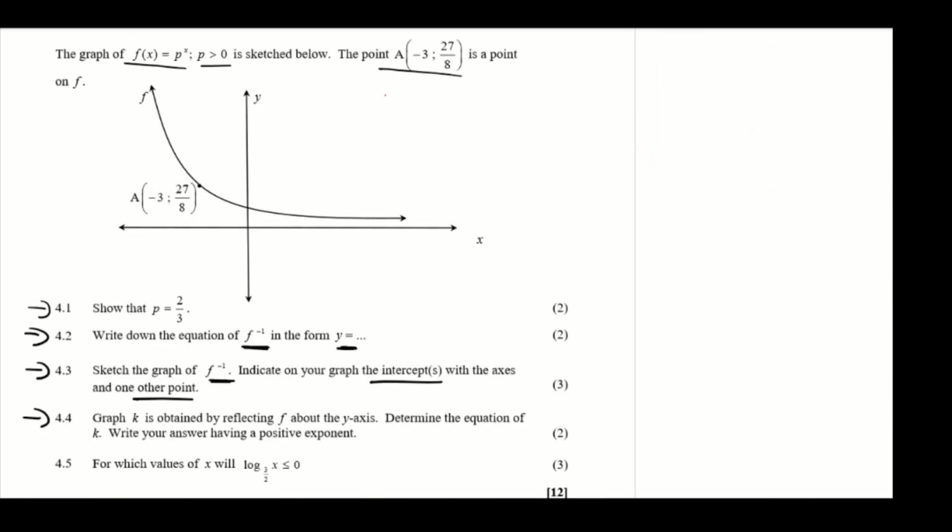So 4.4, we are told that the graph of k is obtained by the reflection of f about the y-axis. Determine the equation of k. Write your answer in positive exponent. Remember that the graph of f of x we found to be (2/3) to the power of x.